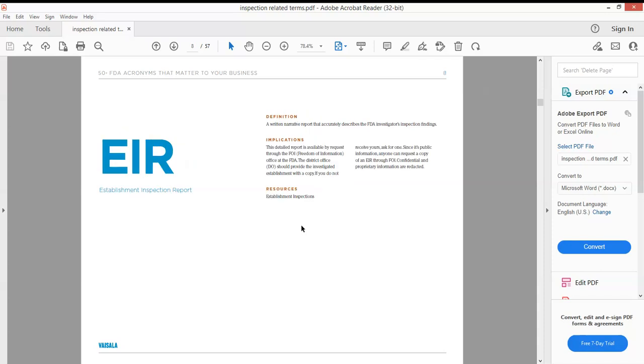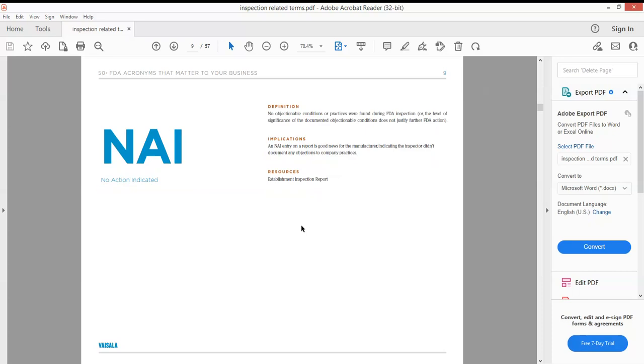Another is the EIR, which means Establishment Inspection Report, a written narrative report that accurately describes the FDA investigators' inspection findings.